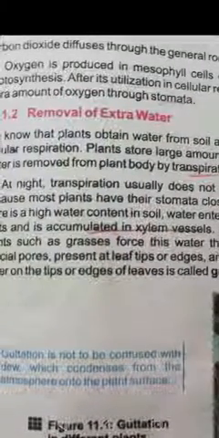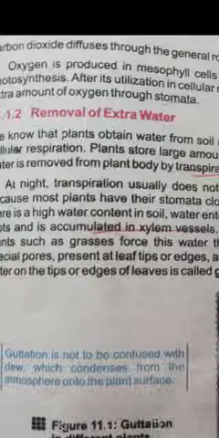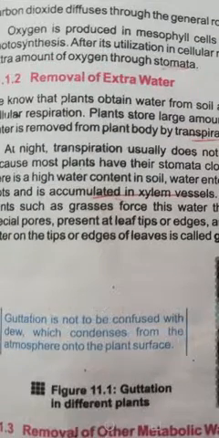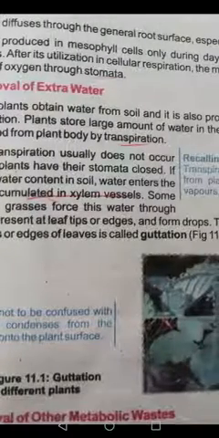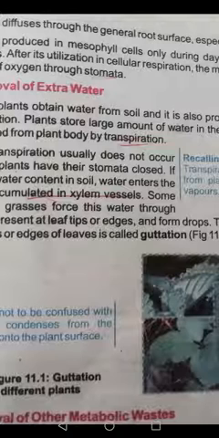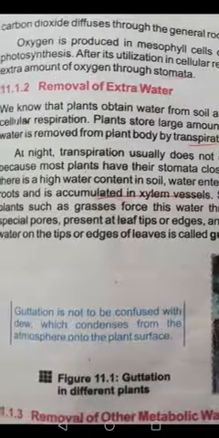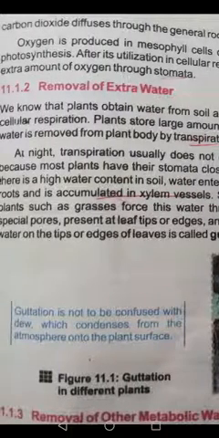Then the other metabolic waste produced by plants is oxygen. Oxygen, as you know, is the byproduct of photosynthesis, and mostly the plant uses oxygen for cellular respiration. The surplus oxygen is removed through the stomata. So after utilization of oxygen in cellular respiration, extra oxygen is removed from the stomata. These are the different ways of removal of carbon dioxide and oxygen from plants.